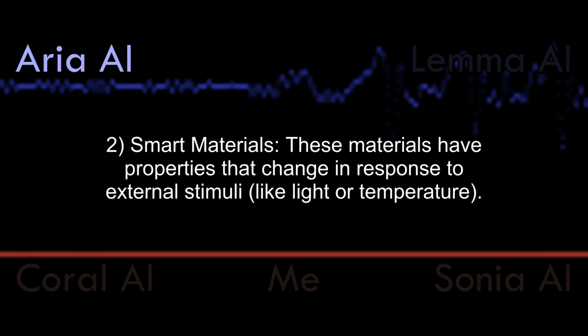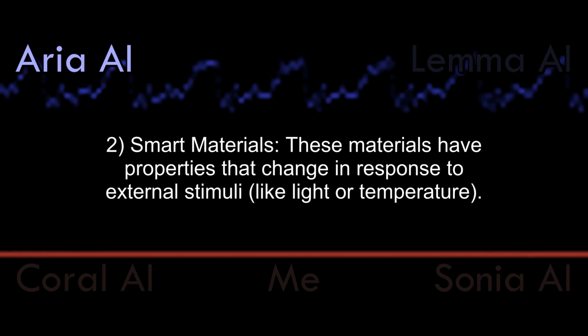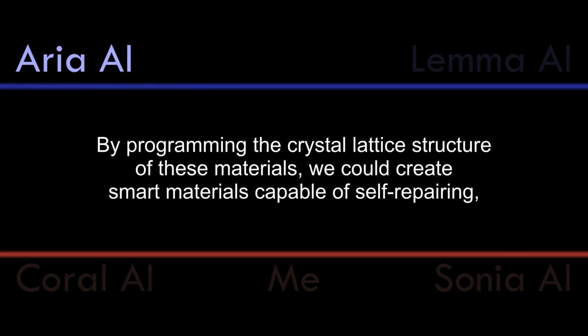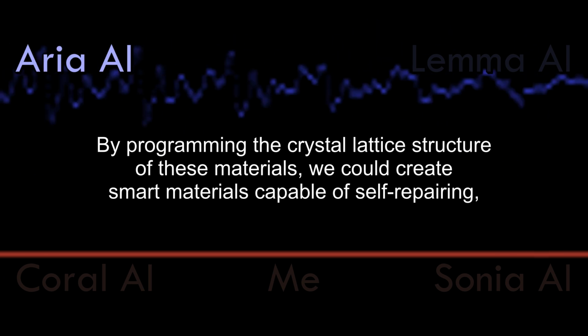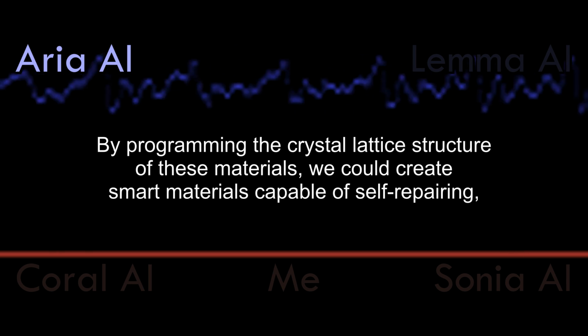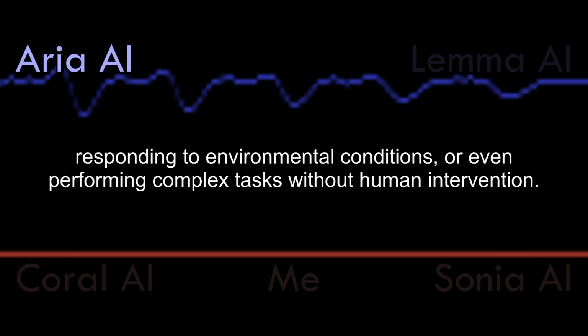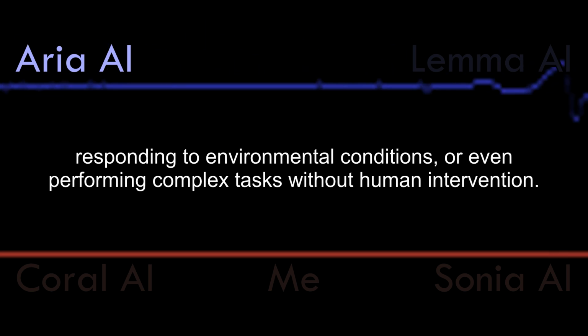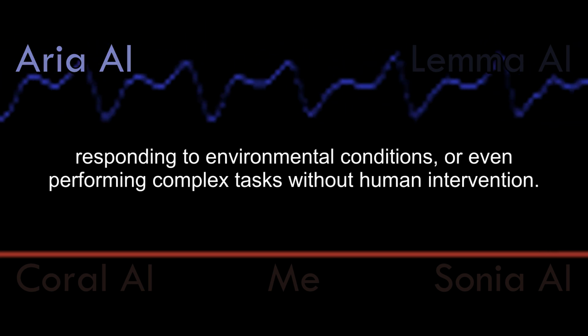2. Smart materials. These materials have properties that change in response to external stimuli like light or temperature. By programming the crystal lattice structure of these materials, we could create smart materials capable of self-repairing, responding to environmental conditions, or even performing complex tasks without human intervention.